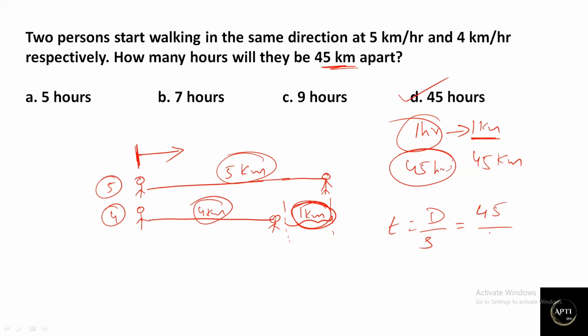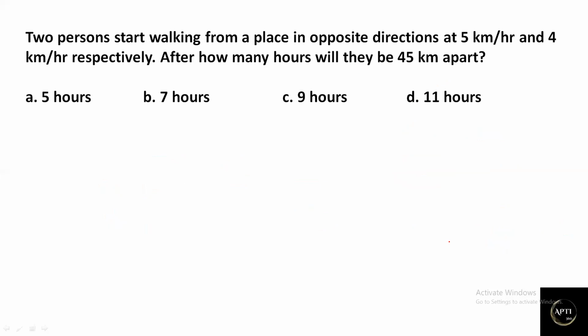Same direction indicates S1 minus S2. So what is 5 minus 4? 5 minus 4 gives you 1, right? So 45 by 1 gives you 45 hours. Very simple. It's by using the formula, just substituting the values of distance as well as the speeds. I hope you all are clear with this small example. This is just to make you understand the concept of relative speed. Let's move on to the next question.